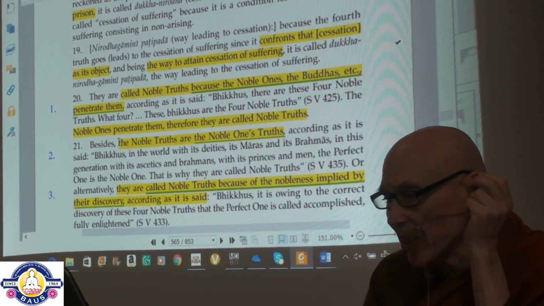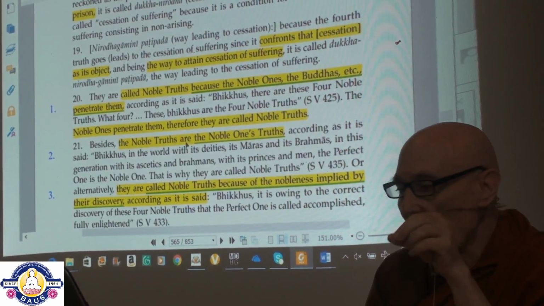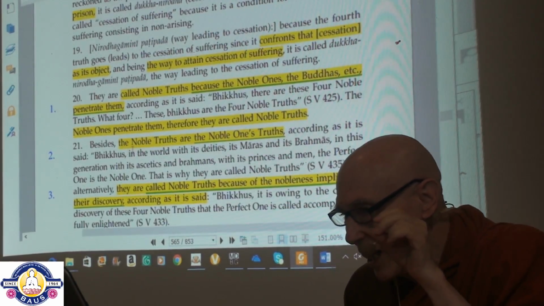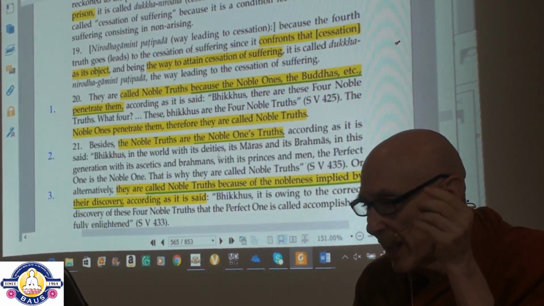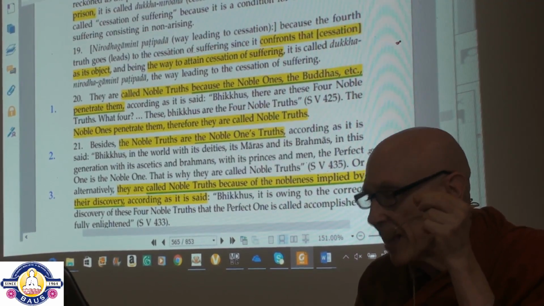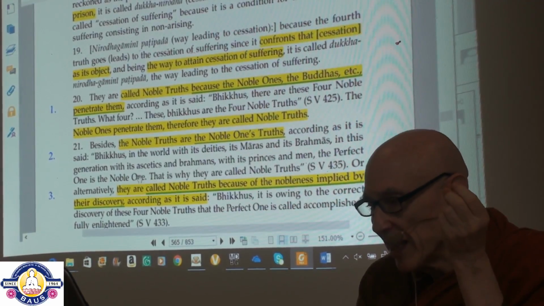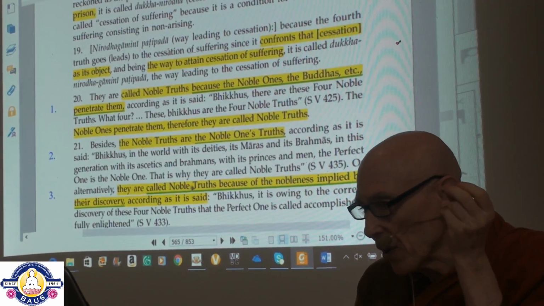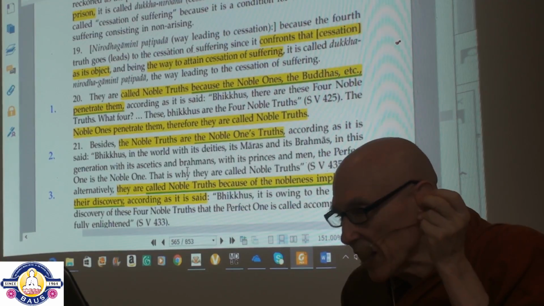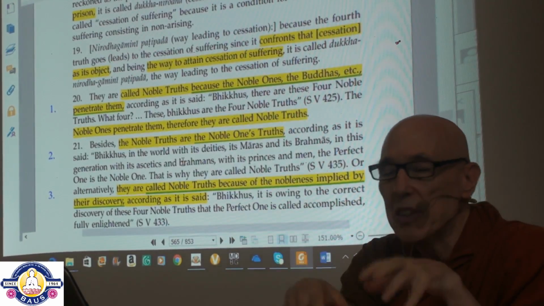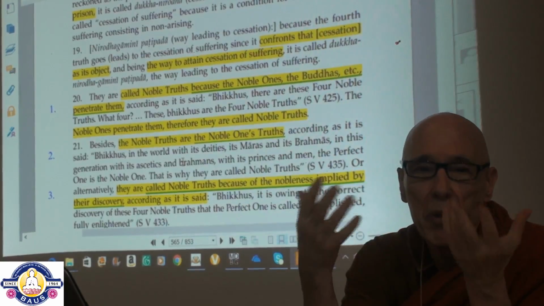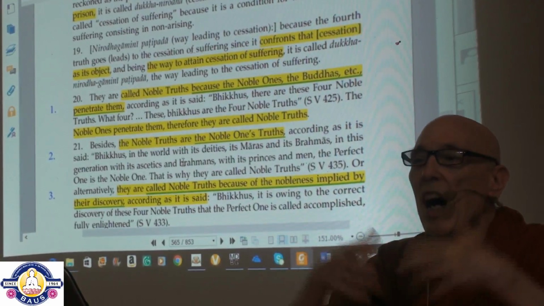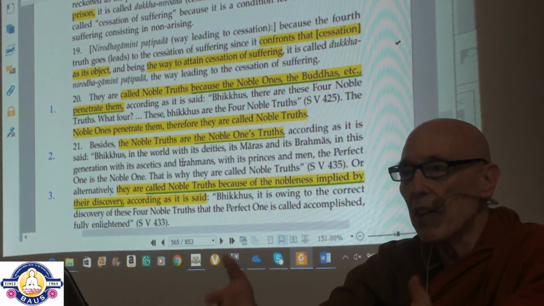Okay, then another explanation given is that they are the truths of the Noble One. And then it said, this is again quoting the sutta, in this world with its various deities and so forth, the Tathagata, that is the Buddha, is the Noble One. So that is why they are called noble truths, because they're the noble truths that have been discovered by the Buddha and proclaimed by the Buddha. So the Buddha is the supreme noble one. So those truths of the noble one, of the Buddha, are the Four Noble Truths.